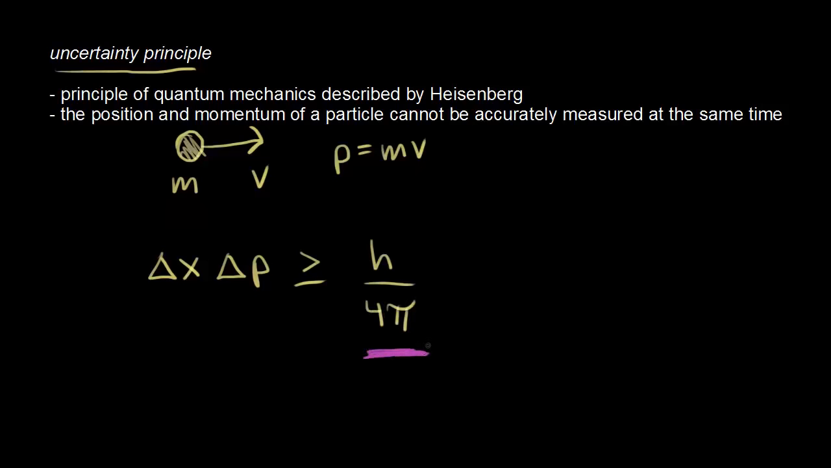And you might see something a little bit different in a different textbook. It doesn't really matter that much. It just depends on how you define things. And so the point is, the product of the two uncertainties must be greater than or equal to some number. So the uncertainties are inversely proportional to each other. If you increase one, you decrease the other.